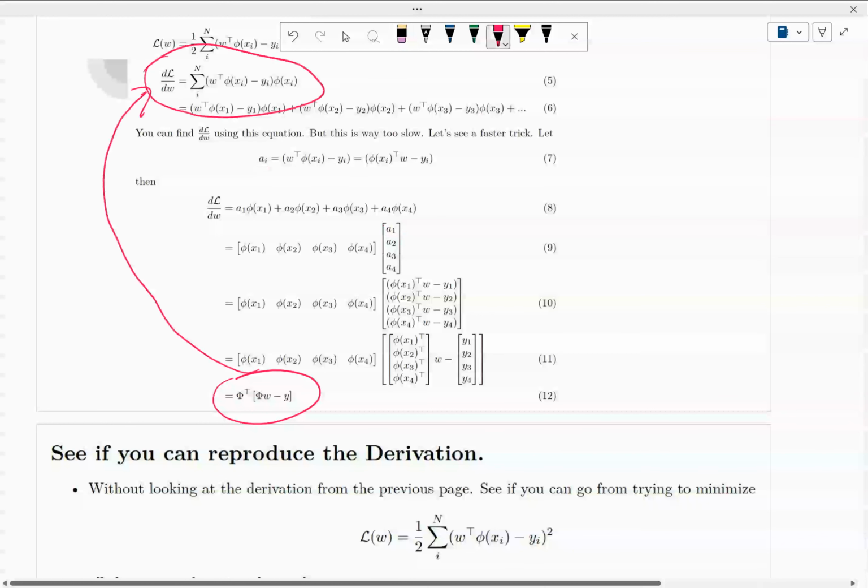So you can calculate the derivative this way, which then you have to put a lot of things into a loop, right? You have to loop this through every single sample. Or you can calculate it this way, which is just a bunch of matrix multiplication.